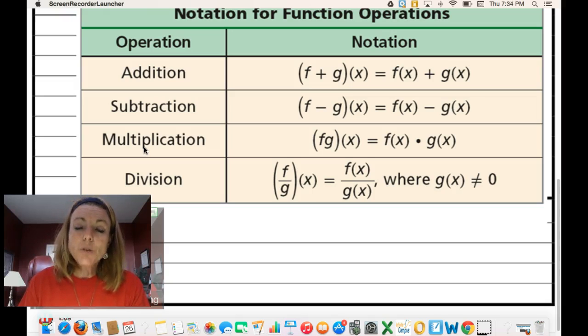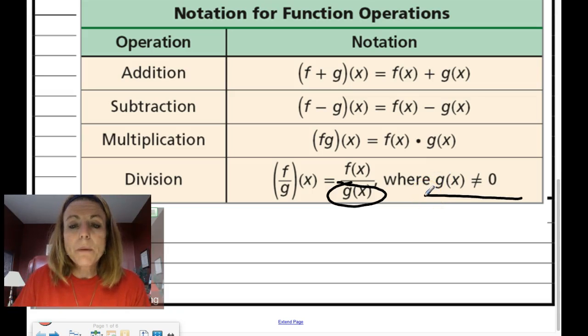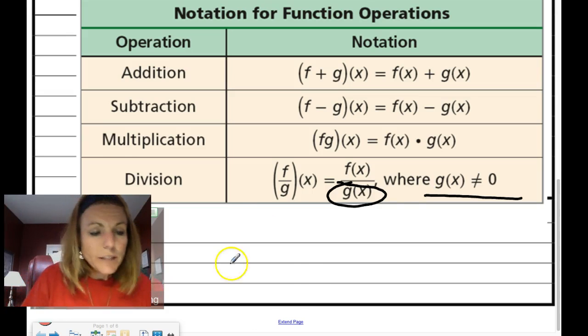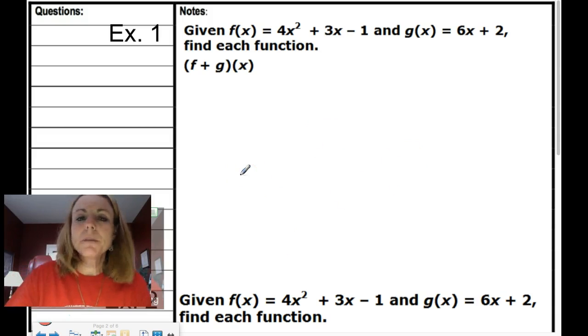When you're dividing, you must say where g of x, which is the denominator here, cannot equal 0. Remember, you can never divide by 0. Let's go to the next page and see what we have on here. Oh, an example. Perfect. Example number 1.